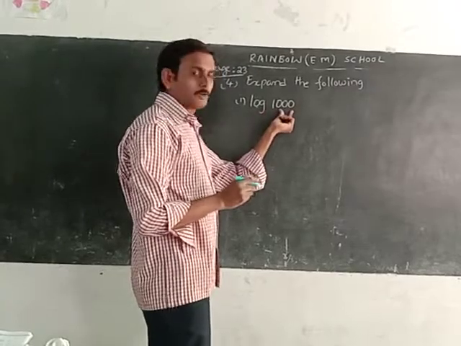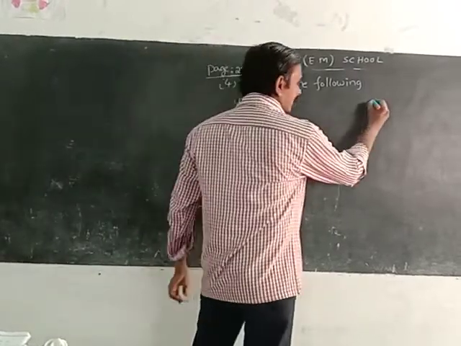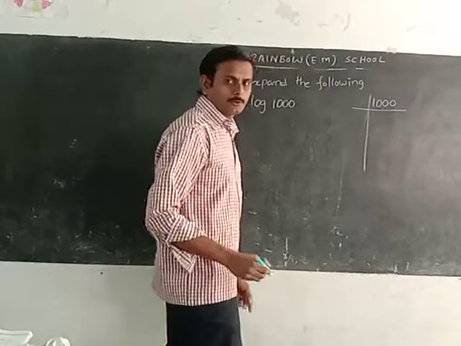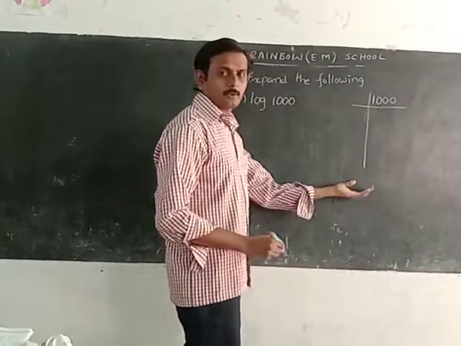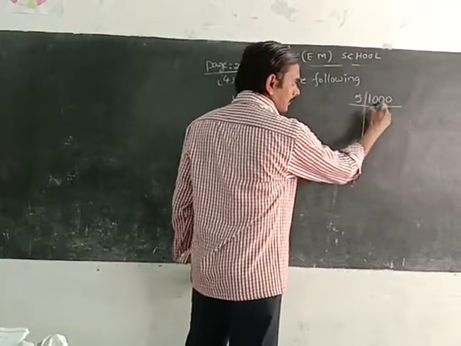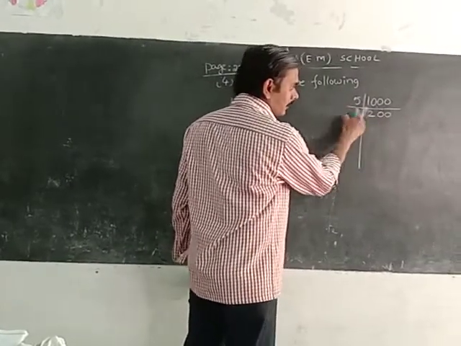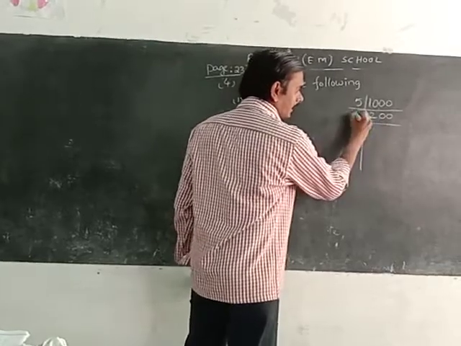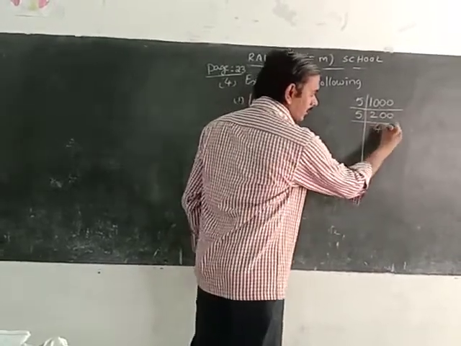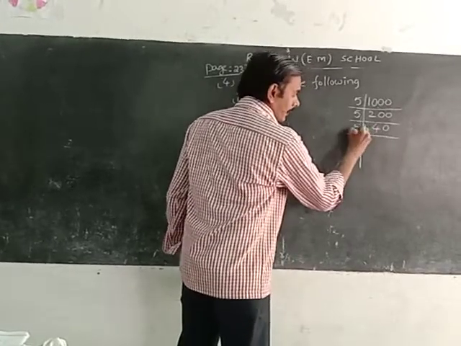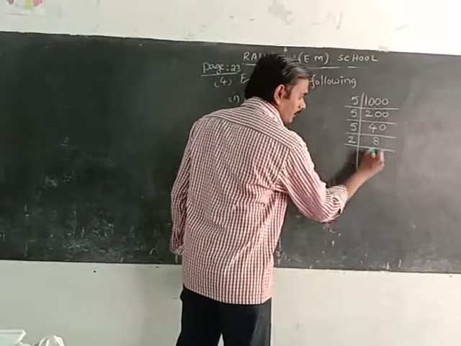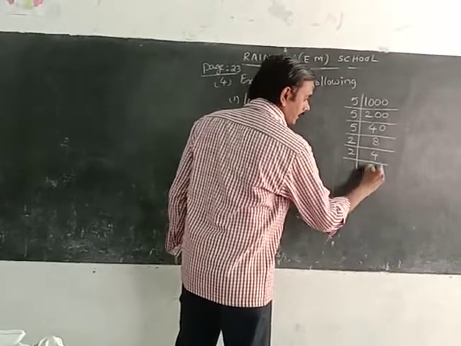Log of 1000. For 1000, take the factorization with prime numbers. With the 5 table I want to start. 5 twos are 10, 2 remaining, so 5 twos hundred is 1000. Again with the 5 table, 5 fours are 20, 10 is remaining, 0 keep here. Next, 5 eights are 40. And the 2 table: 2 fours are 8, 2 twos are 4.